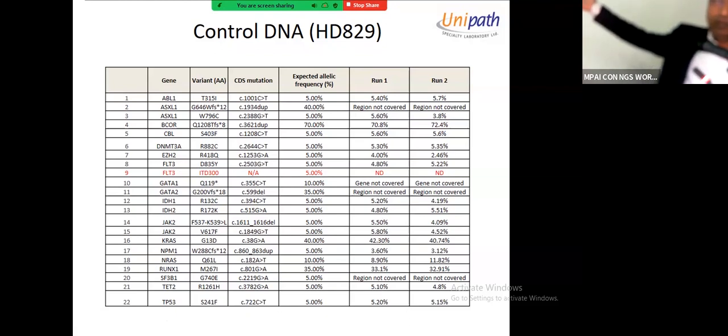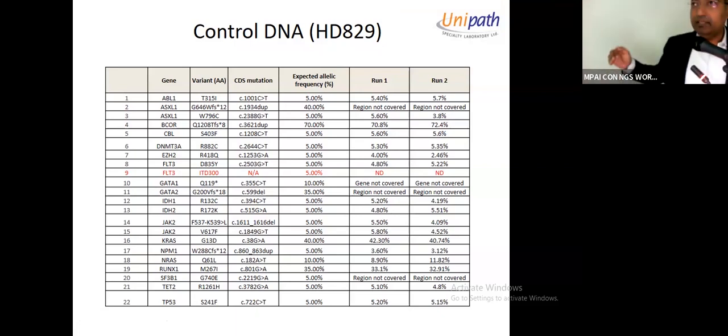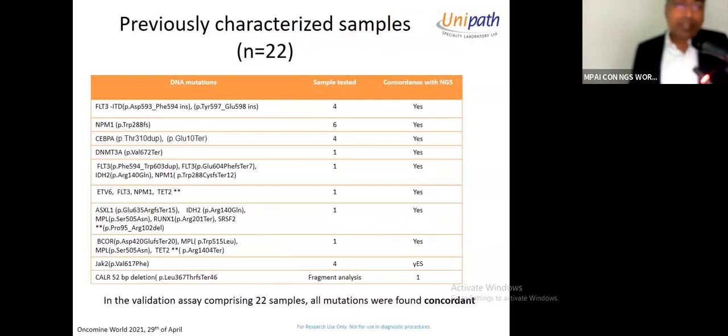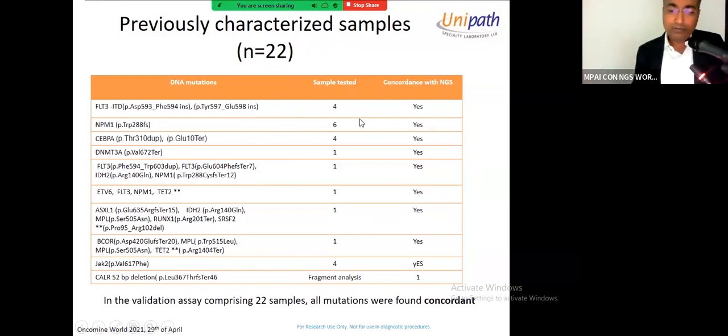So using a control now tells me that an ITD of more than 300 base pair, I cannot pick up, and ASXL1 is not picked up. So that is a drawback, or limitation, I have to mention in my report, that this is not likely to be picked up. And just to mention these samples, this is a control to be tested, but these are the actual samples. And I have very good concordance.